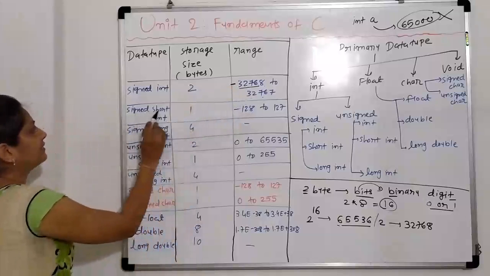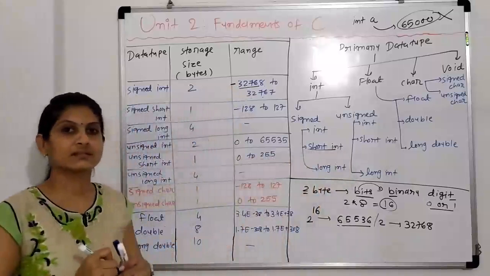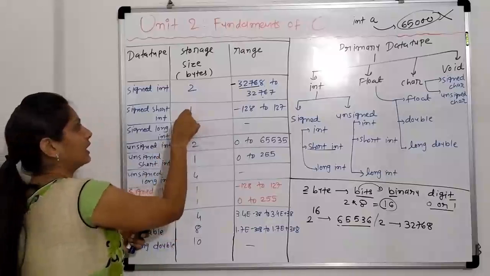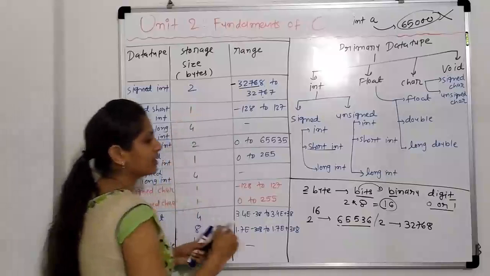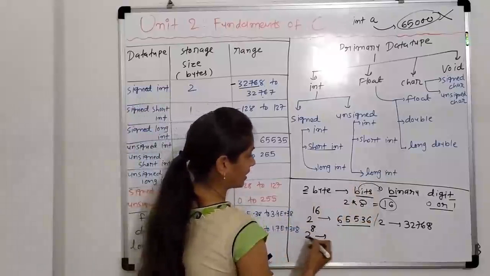Similarly, signed short integer. Which category? Short means 2 bytes is not there, it is short, and it is stored in only 1 byte. 1 byte means 8 bits. So 2 raised to 8. How many?